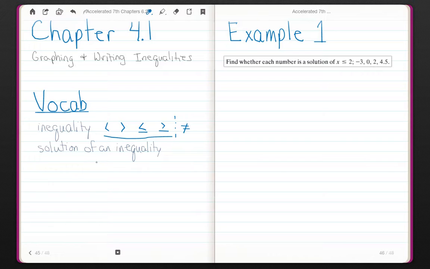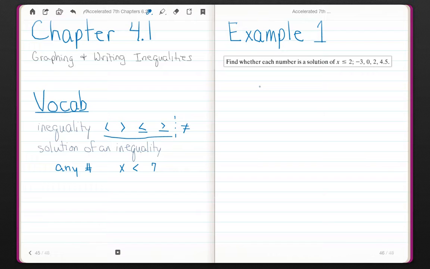So the solution of an inequality is any number that makes the solution true. So for example, if I have x is less than 7, any number less than 7 will be a solution of the inequality. It will make that statement true. So let's jump into example 1 and find out whether each of these numbers is a solution for x is less than or equal to 2.